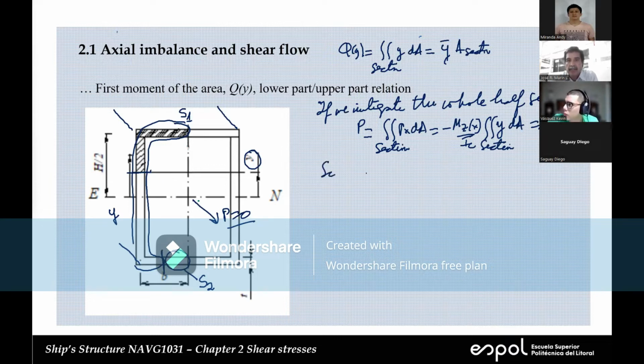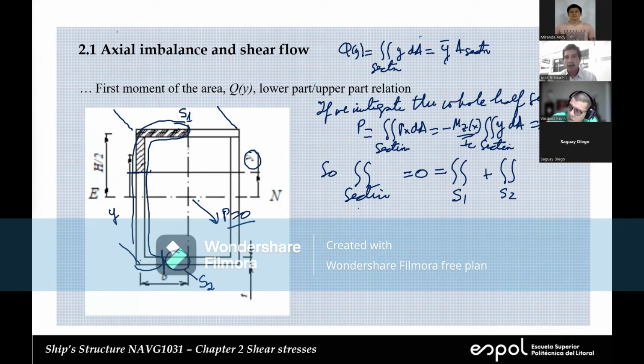So we can say that the integration of the whole section equals zero. And now we can separate this half section in two parts, S1 and S2. So this is equal to the integration in section one and also in section two. Since adding these two we have to have zero, we can say that the integration over section one, which is the integration that we need, instead of doing that, we can take this term, put it to the other side, and say that it's equal to minus the integration of S2.